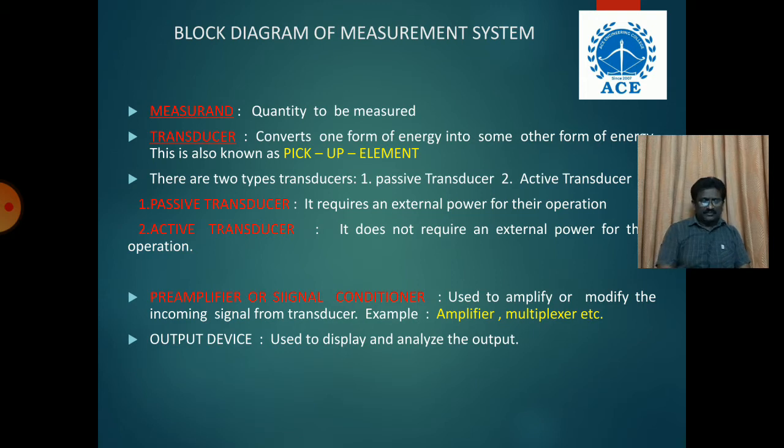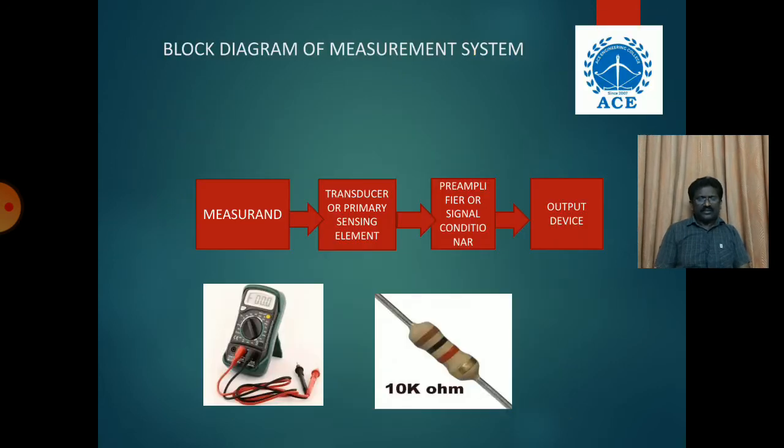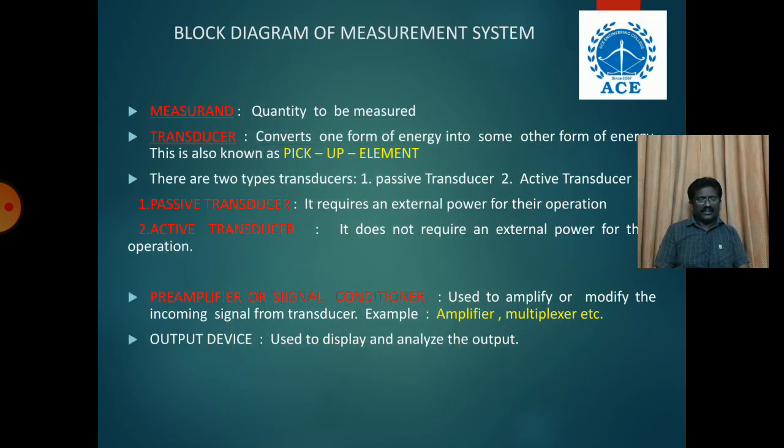So the next block, pre-amplifier or signal conditioner. Here the output of the transducer is a weak signal. Now we have to improve the output of the transducer with the help of a pre-amplifier or signal conditioner. A pre-amplifier or signal conditioner is used to amplify or modify the incoming signal from the transducer. Examples: amplifier, multiplexer, A to D converter, like this.